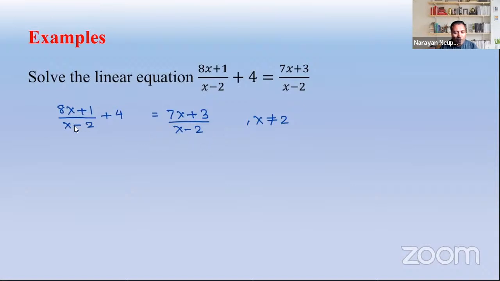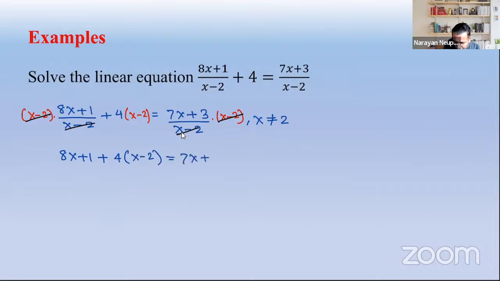Now, to remove this denominator of x minus 2, we are going to multiply each term by x minus 2. So the first term by x minus 2, the second term by x minus 2, and also the term on the right hand side by x minus 2. So that we can cancel this x minus 2 on the left, and also here on the right, we can cancel that. And what is remaining is 8x plus 1 plus 4 times x minus 2 equal to 7x plus 3.